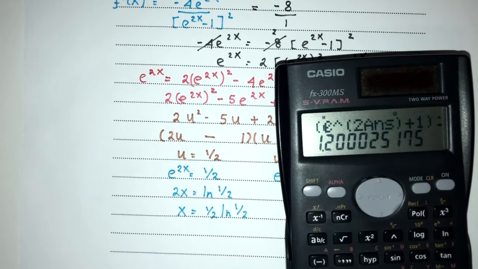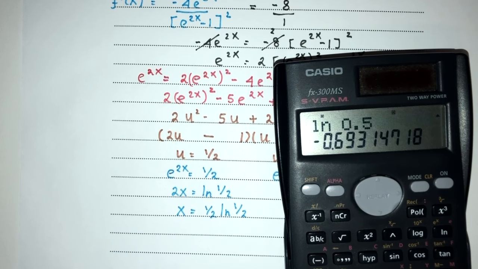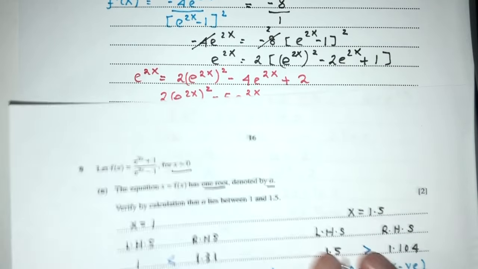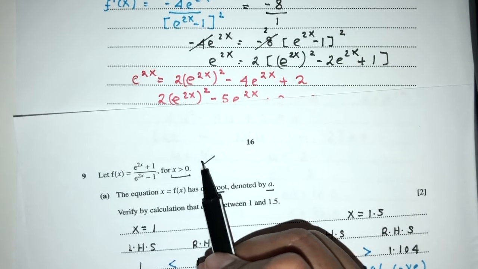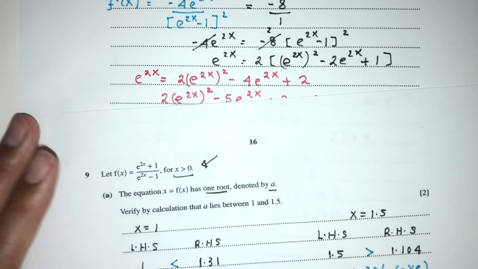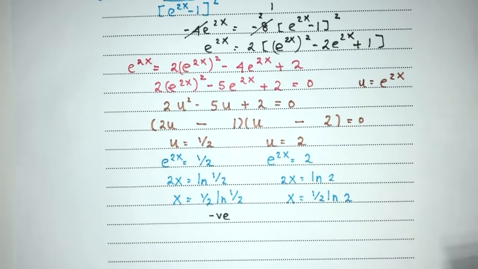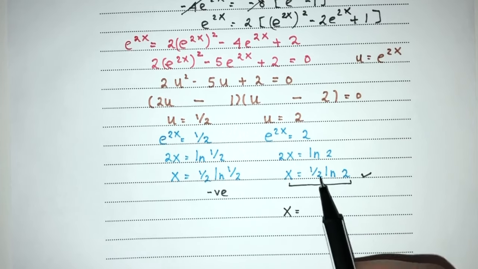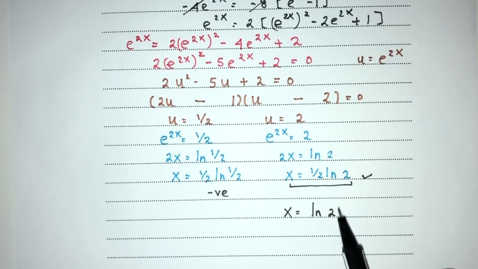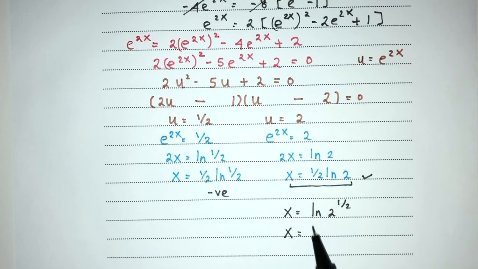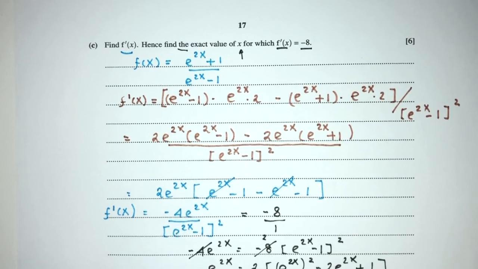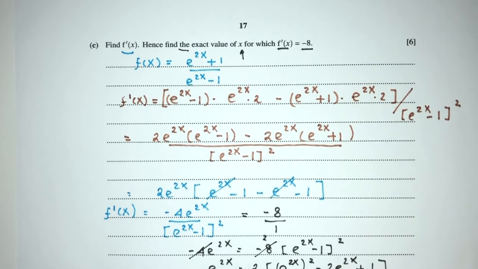Let's see what happens here. So what is ln of 0.5? It is a negative value. And as you can see here, x has to be more than 0. That is the main thing that helps us choose the value of x from the question. So we have to use this one as the value of x. That will be x equals half of ln 2, or you can write this as ln of 2 to the power half, which is the same thing as ln of root 2. And that will be the value of x for which f prime of x will be minus 8. And that is your question number 9.